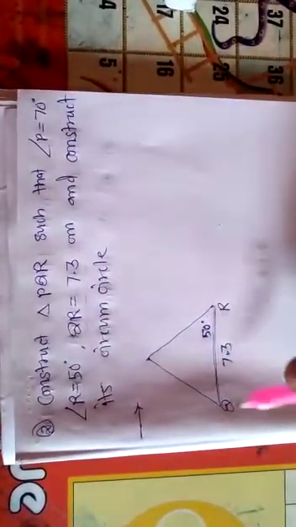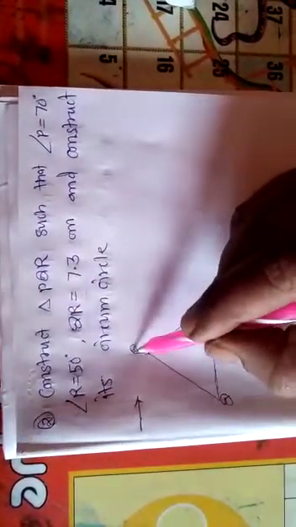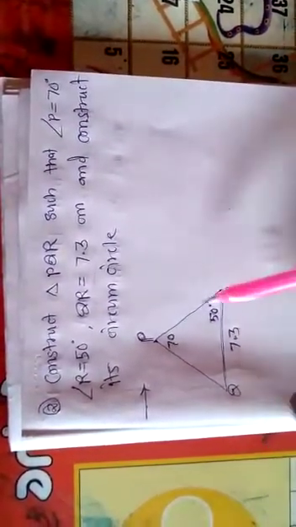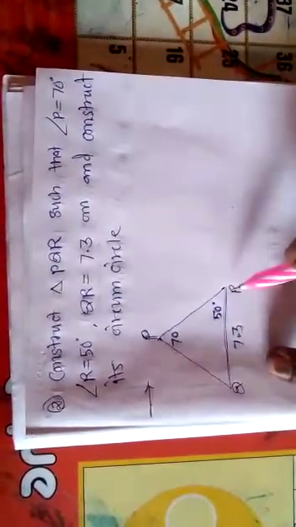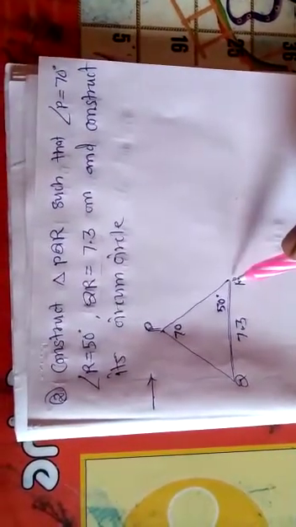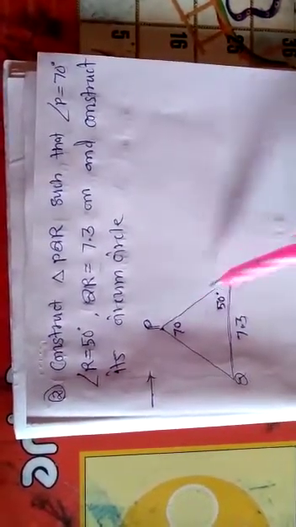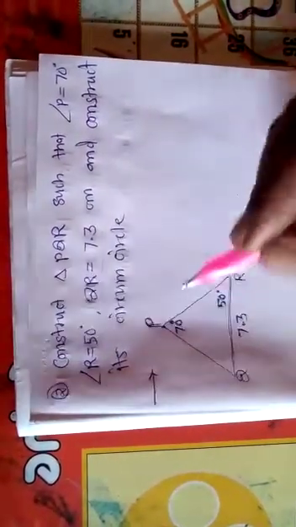Angle R how much? 50 degrees. And this point is P, angle P is 70 degrees. So how can we draw angle P? Because side QR is given, we can measure angle R or angle Q, but we cannot take angle P because side PR is not given, only angle P is given.